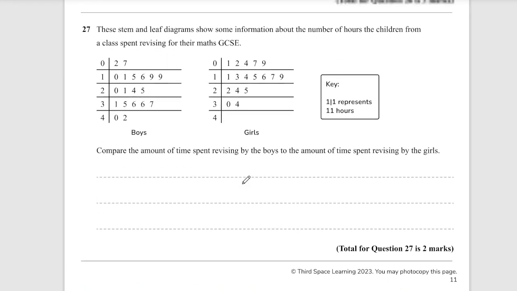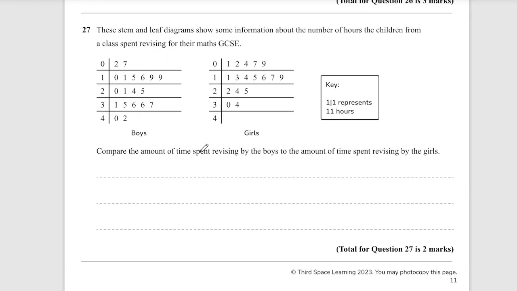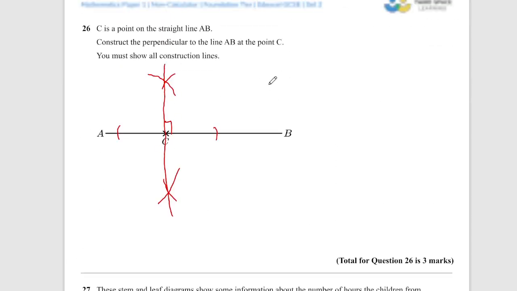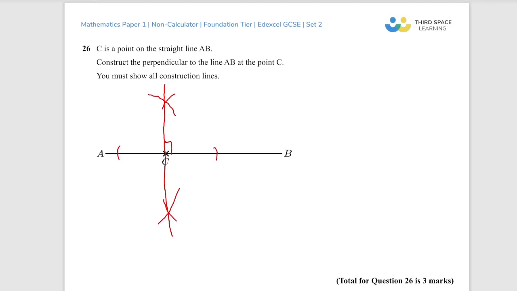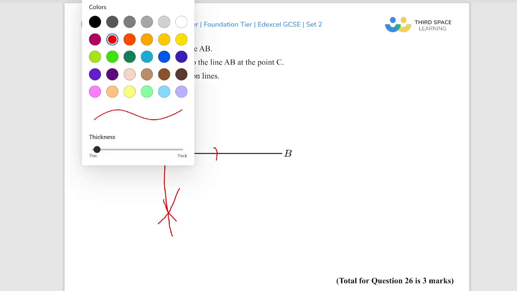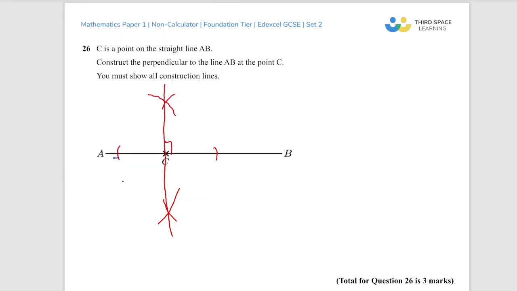Okay, question 27. We've got a stem and leaf diagram. Marks for question 26. There's an M1 for equal distance arc from AB either side of C seen. So in effect, that implies that I pick up M1 for these marks.